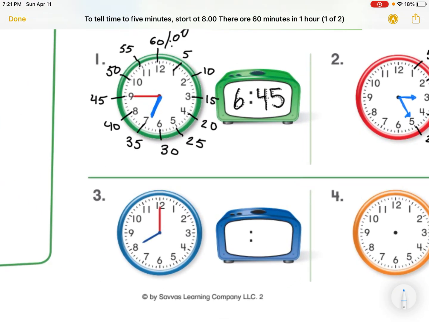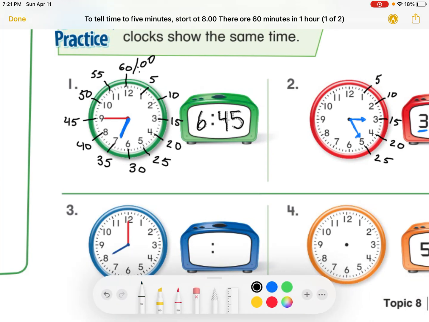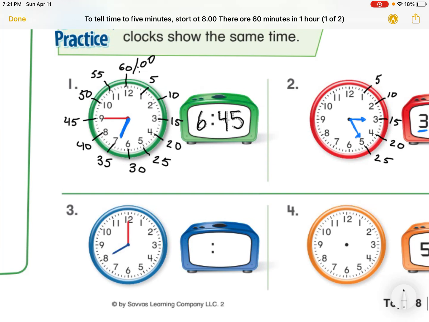Let's go ahead and move to number 3. Now number 3 has the analog clock done for us. But let's see what time it is. Well, let's start off with the hour. My hour hand right here is pointing at the 8. Again, the hour hand is the smallest hand. So I know that my first number is going to be 8.